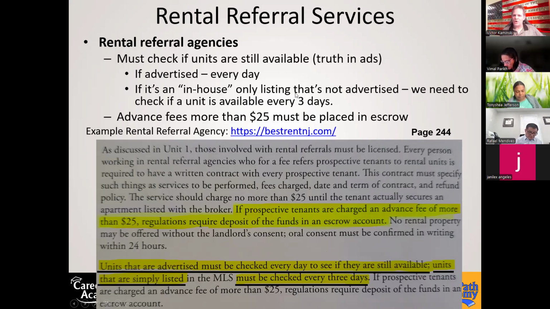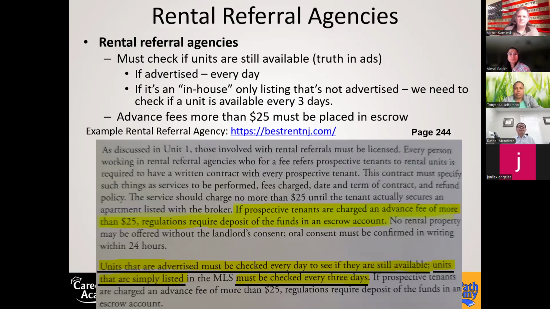If it's an in-house only listing that's not advertised, where people just come in, they see it in-house, we need to check once every 3 days with the owner to see if one of those units are still available. This is for apartment complexes, okay? That's the rental referral services, or rental referral agencies.